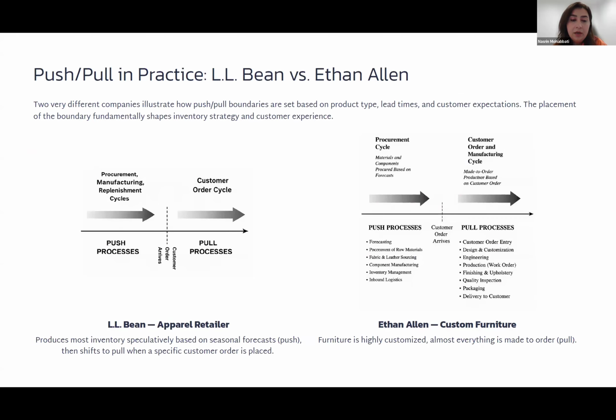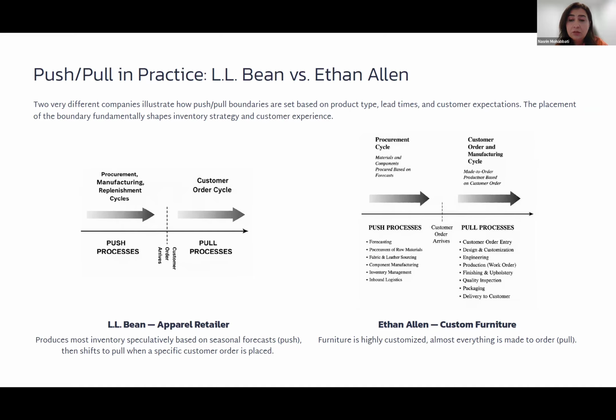So LL Bean offers seasonal forecasts for different products they sell. They sell apparel for sports. Obviously there are some customers, and they do manufacture. They have their warehouses and retail stores and they have their replenishments. So basically, there are push processes because they're in anticipation of customer orders, but there are some pull processes. Not much customization is possible from LL Bean.